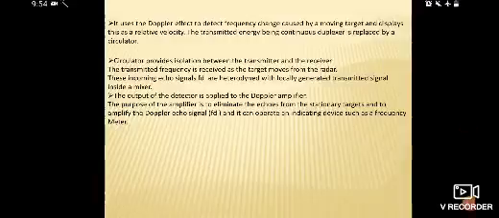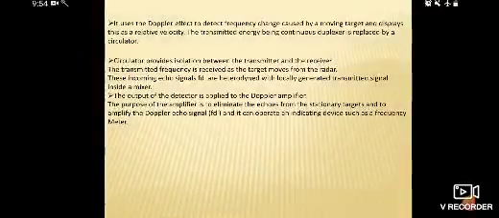It uses the Doppler effect to detect frequency changes caused by the moving target, and it will display the relative velocity of the target. The transmitted energy, being continuously duplexed, is replaced by a circulator. That means, in order to control the transmitted signals while receiving signals at the same time, we use a circulator. What does a circulator mean? It provides isolation between the transmitter and receiver.